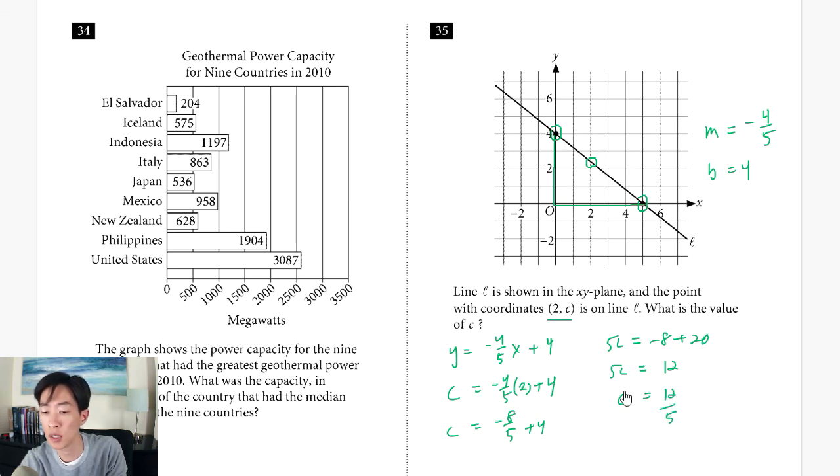And that kind of makes sense because 12 divided by 5 is like 2 and 2/5, and that's exactly where we fall right over here. So the answer is going to be 12 over 5, and that's that.